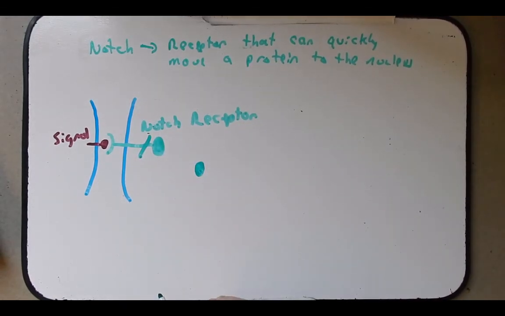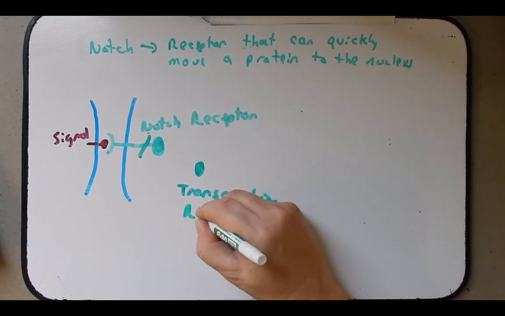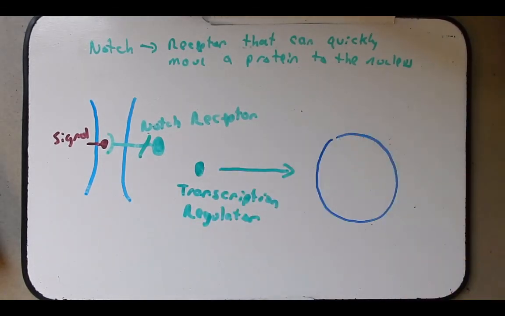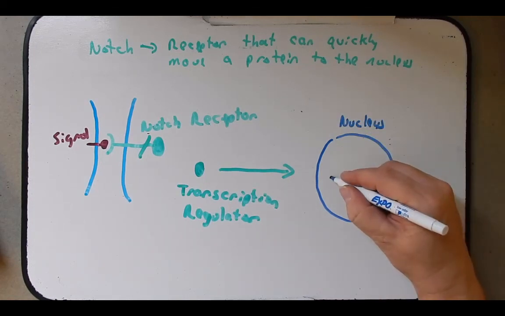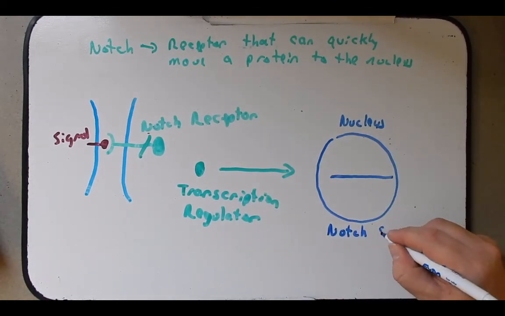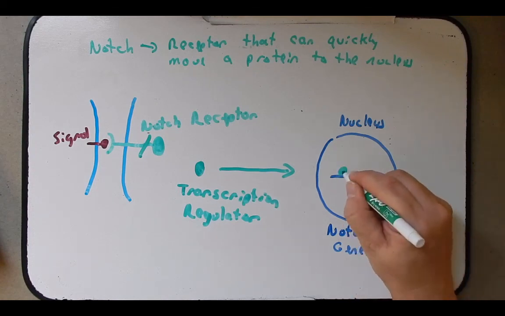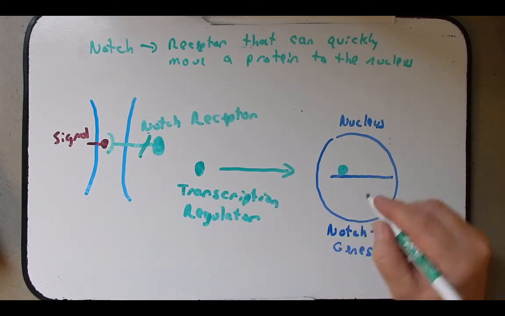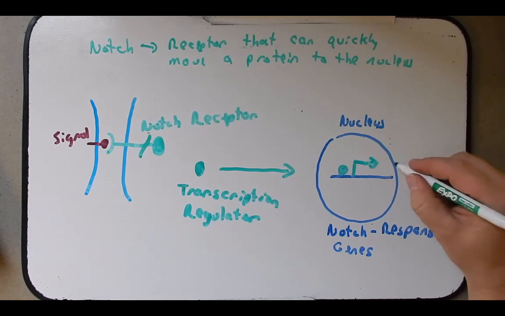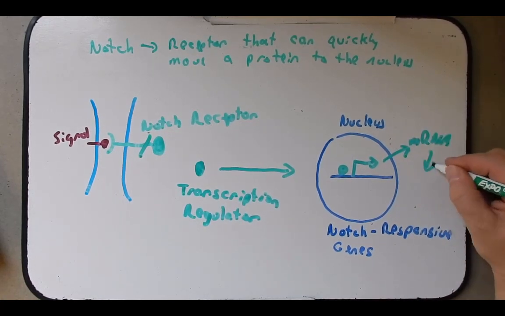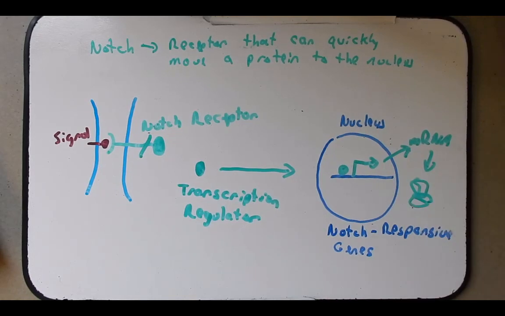This terminal part of the protein is a transcription regulator. It will now move directly into the nucleus. In the nucleus, it will bind to Notch responsive genes. So it will induce the transcription of a very specific class of genes that only respond to Notch. And when it binds here, it will make the messenger RNA. The messenger RNA will leave, and it will make the Notch-specific protein. I should have also pointed out that Notch is not an RTK kinase. It's a separate one. I should have mentioned that in the beginning, but just so that's clear.